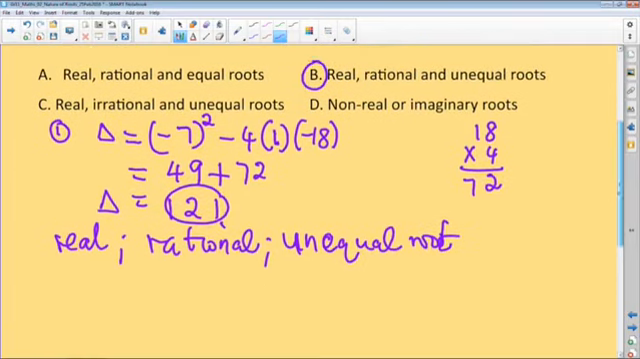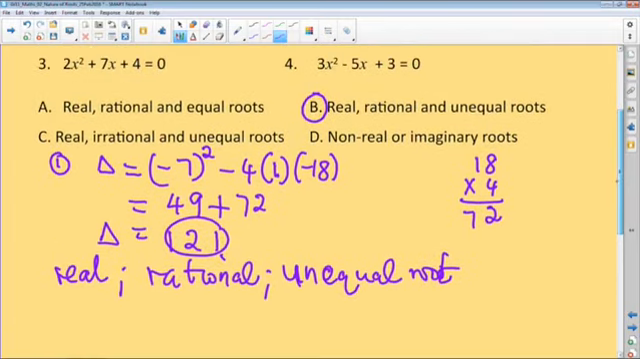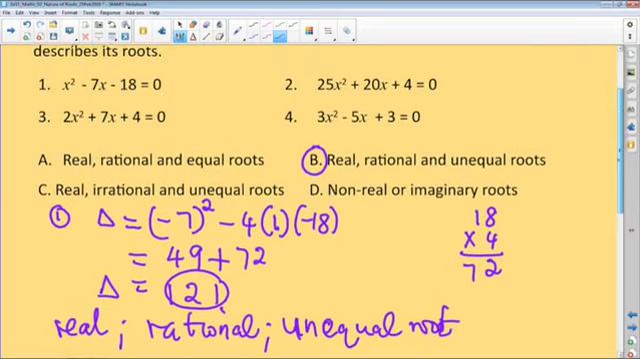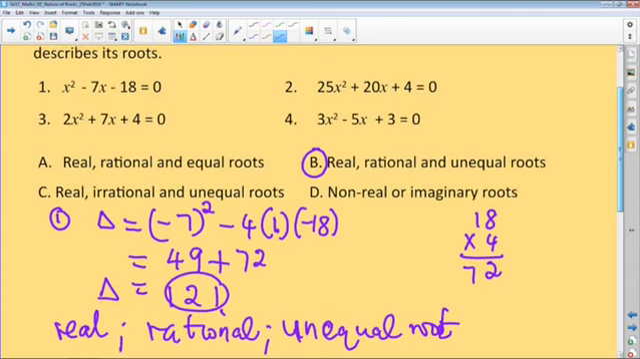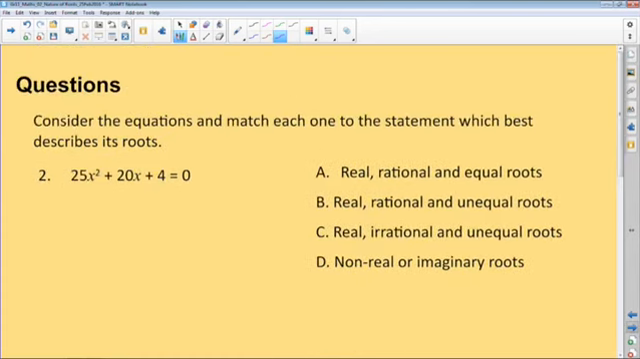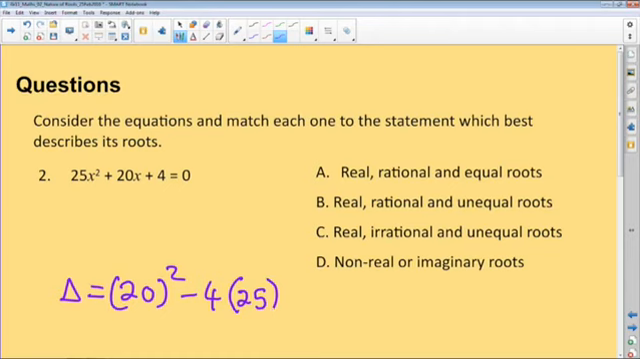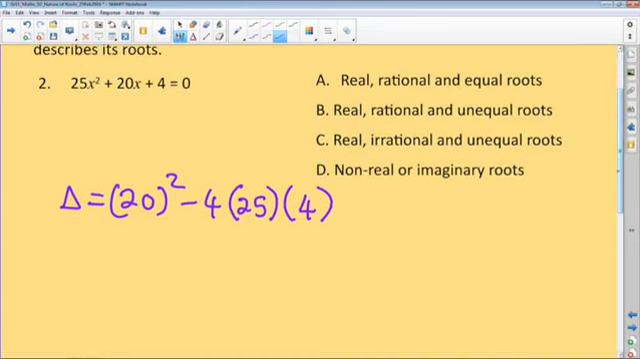All right? And then we do number 2, it's 25x squared plus 20x plus 4. Let's just do it on the next page. So your discriminant here is b squared minus 4ac, so your b is 20 squared minus 4, your a is 25, and then your c is 4. So now we have 400 minus 25 times 4, that's 100 times 4, that's 400. Then you've got 400 minus 400, that's 0. So the discriminant is 0.